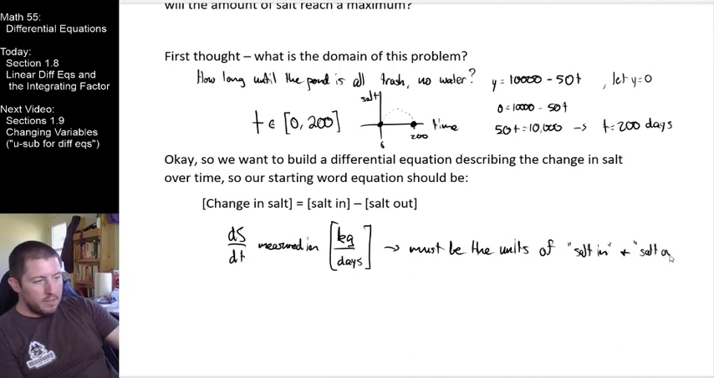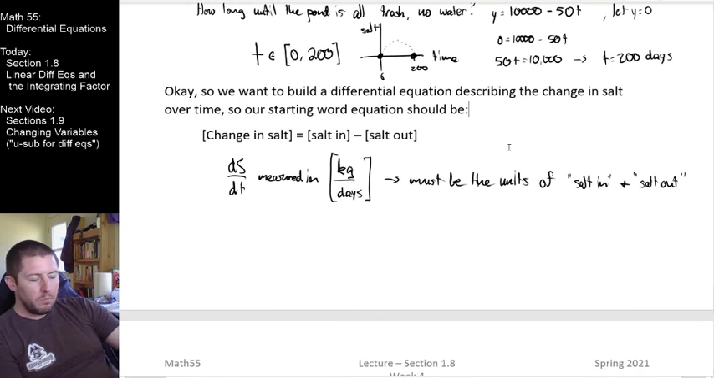Because it wouldn't make sense otherwise to add or subtract any other units to get to kilograms per day. So salt in has to also be kilograms per day. Salt out also has to be kilograms per day. All right. So let's see if we can find these guys here.